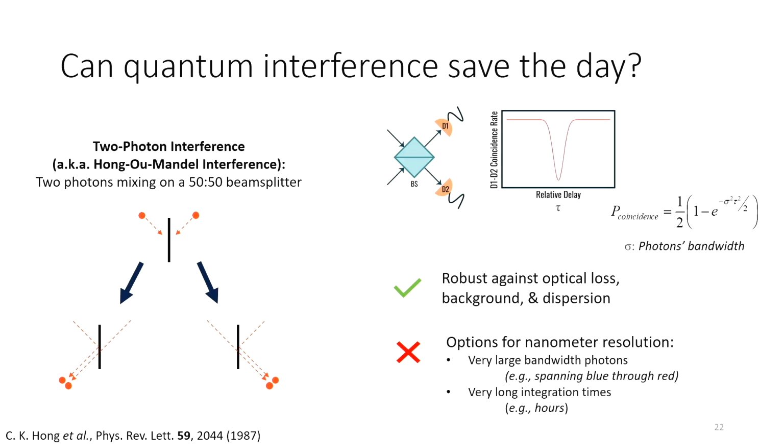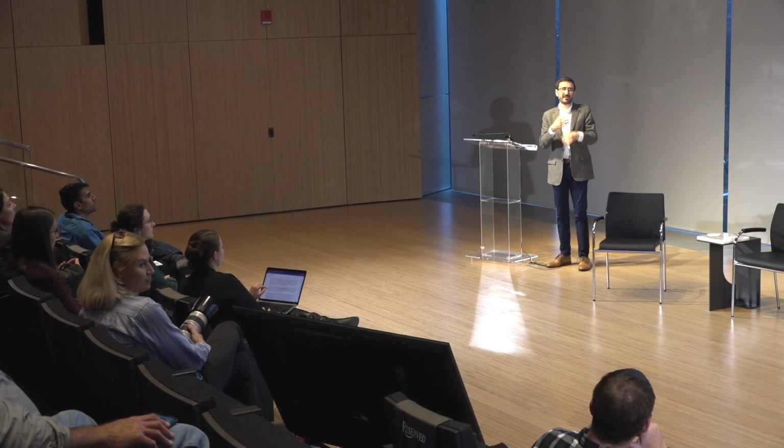So, can quantum interference save the day? In our field, it is very well known that if you have two photons that are indistinguishable mixing on a 50-50 beam splitter, they will bunch together, and the result is an interference effect that looks like this dip shown here. This interference effect is robust against optical loss, background, and dispersion. Unfortunately, you cannot have your cake and eat it too. If you want that nanometer resolution, you have to either use very large bandwidth photons or have very long integration time.